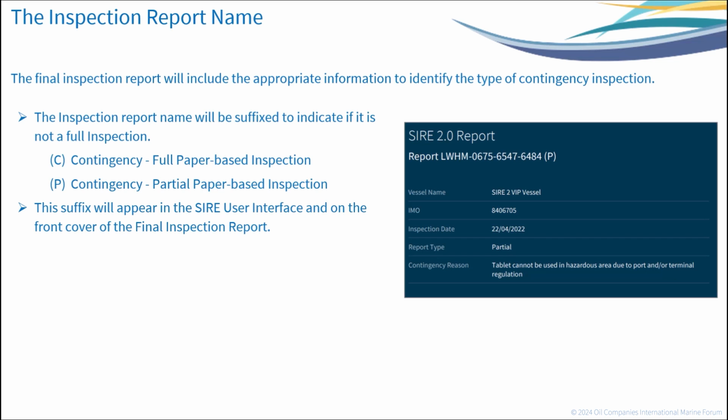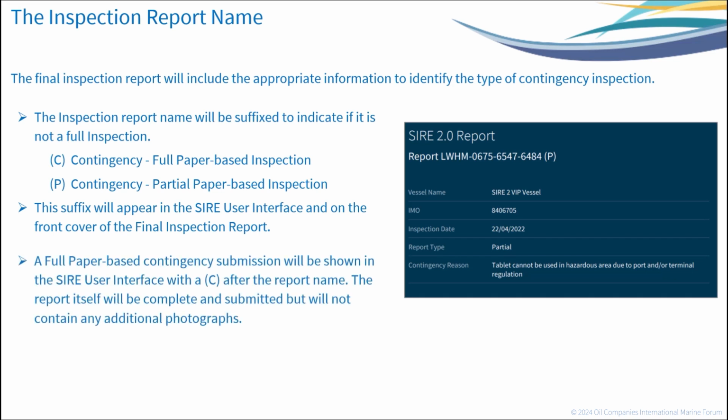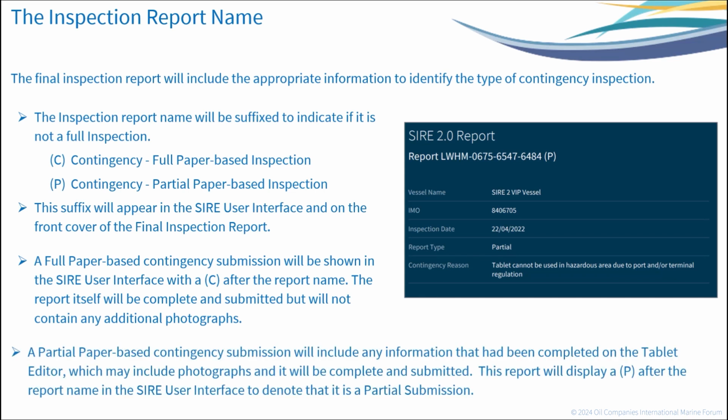A full paper-based contingency submission will be shown in the SIRE user interface with a C after the report name. The report itself will be complete and submitted, but will not contain any additional photographs. A partial paper-based contingency submission will include any information that had been completed on the tablet editor, which may include photographs, and it will be complete and submitted. This report will display a P after the report name in the SIRE user interface to denote that it is a partial submission.